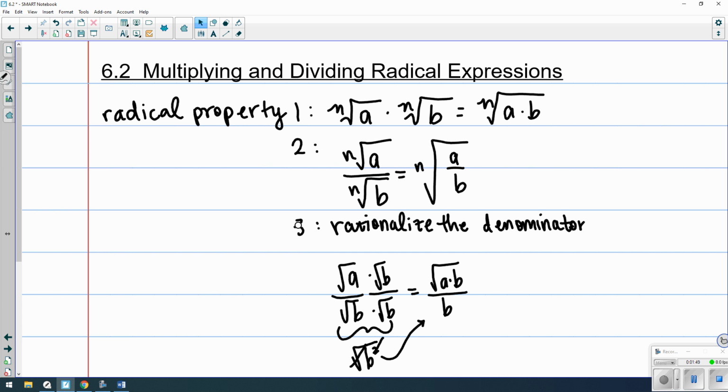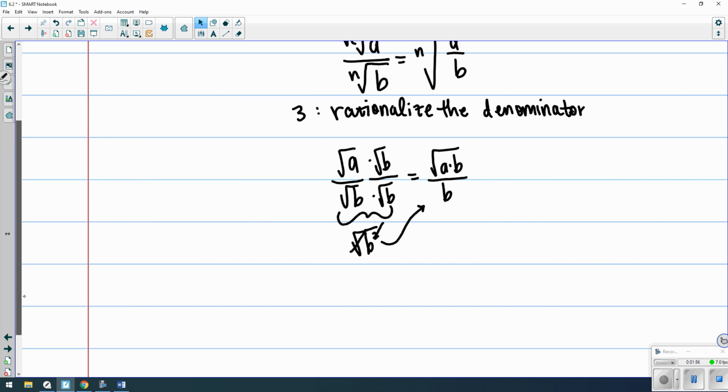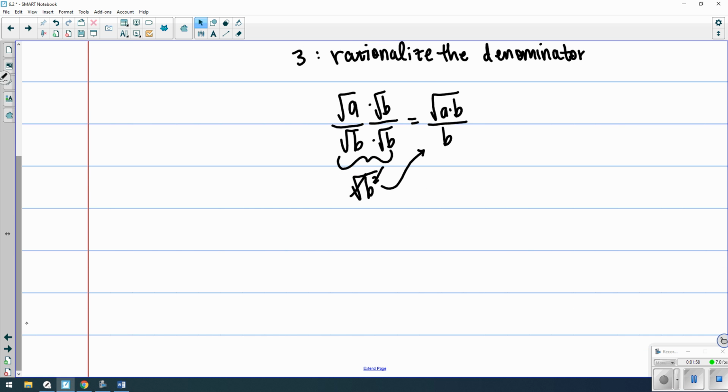I just want to rewrite this 3 here. That was bugging me. Okay, so let's do some examples. Those are the 3 properties. That's all we need to know for today. So example number 1.